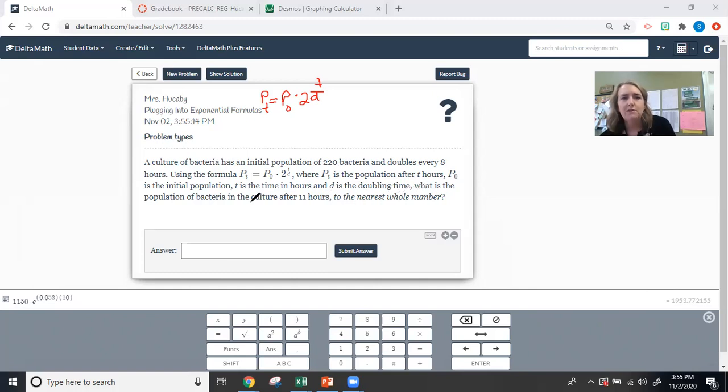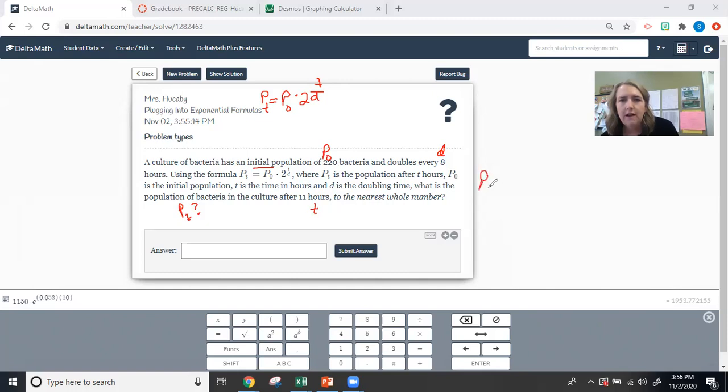What is the population of bacteria in the culture after 11 hours? So that would be T, right? Time. What is the population? So we're looking for P of T. We don't know that. To the nearest whole number. So we'll go back and look at this. Let's see if we can find the rest of our information. So initial population. So this is my P sub 0. It doubles how often? Every 8 hours. So this is the doubling time. D is the doubling time. So I think we have everything that we need to do this.